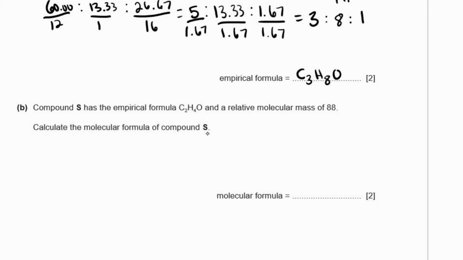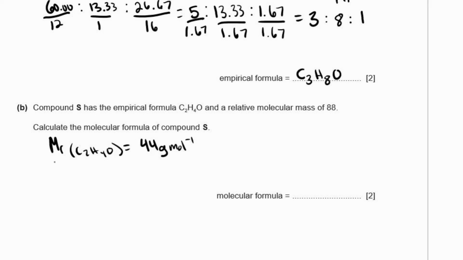And B, compound S has the empirical formula C2H4O and a relative molecular mass of 88. Calculate the molecular formula of compound S. So the Mr of C2H4O equals, so the relative molecular mass of C2H4O is 44 grams per mole.